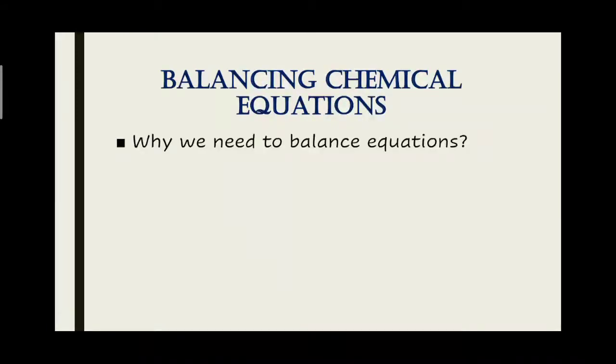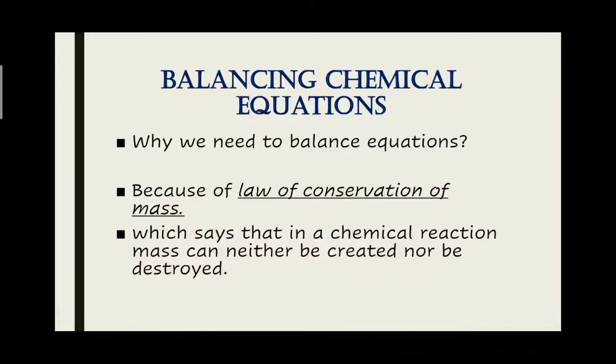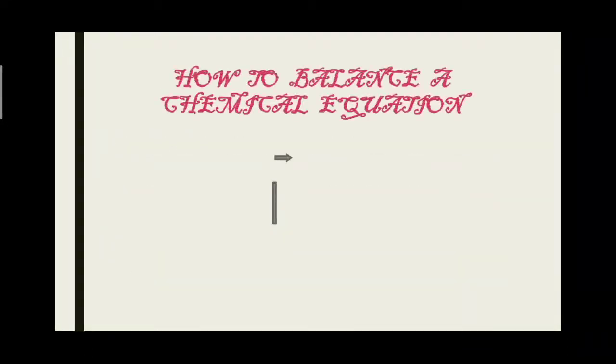So why do we need to balance a chemical equation? Because of the law of conservation of mass. It is a very important question for 1 mark, why we need to balance a chemical equation. The answer is so simple: because of the law of conservation of mass. What does this law say? That in a chemical reaction, mass can neither be created nor be destroyed. This we have studied earlier too, last class.